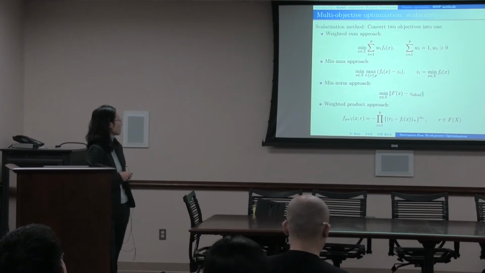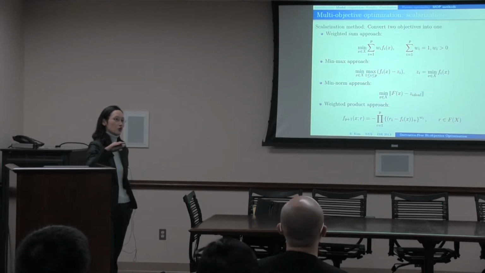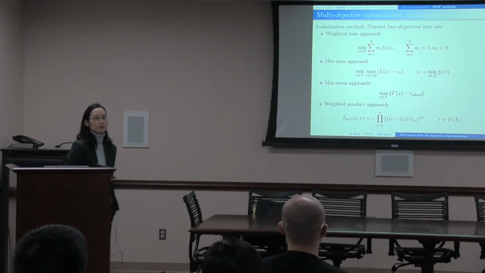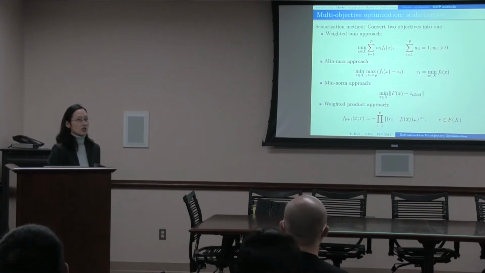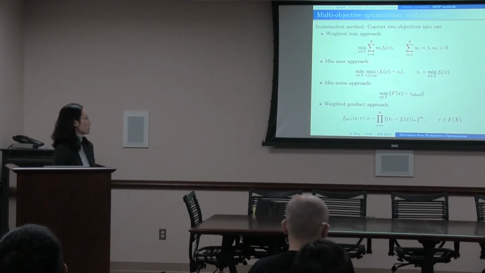There are other methods, like min-max or min-norm, but the problem with these is that either you cannot detect some solutions in a non-convex part, or the objective function is non-differentiable, so it's not easy to optimize. So the approach we are using in this work is called the weighted product approach. We are using this product form, where R is some point which is in the image of the feasible region. And the advantage of this form is that it's differentiable.